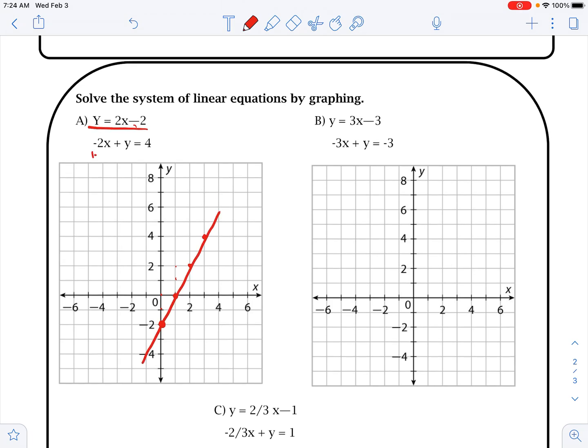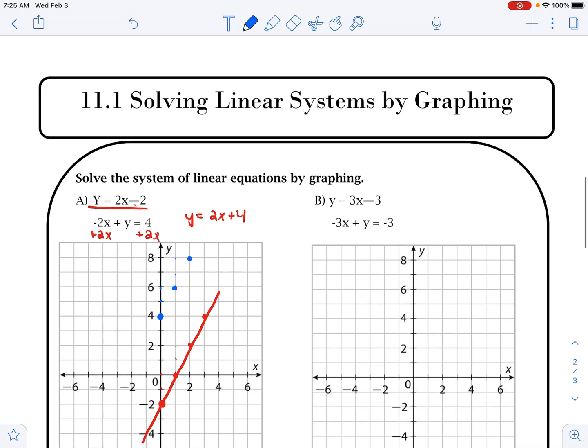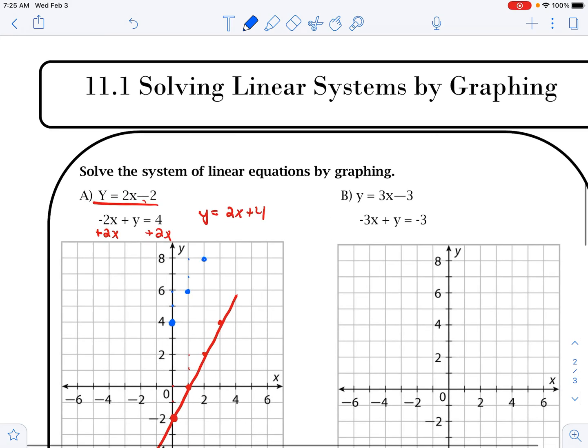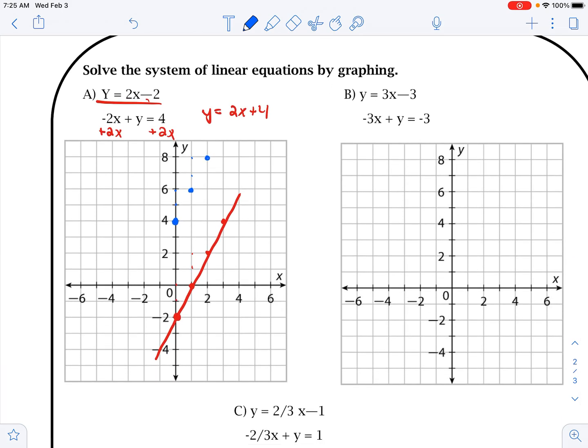Then I add this 2x to either side, and I get y is equal to 2x plus 4. I'm going to go ahead and graph this. I have 4, and then it goes up 2, over 1. Up 2, over 1. And when I graph this, what you'll notice is that these two lines don't ever cross. They're parallel. They run next to each other. So in this case, this would be no solution.